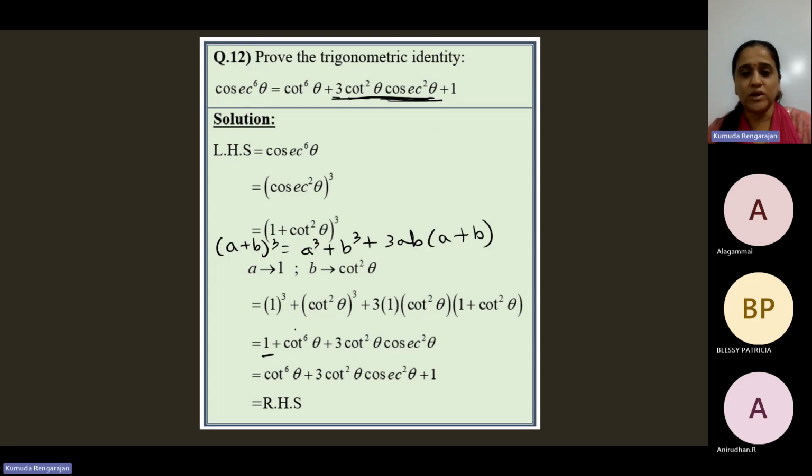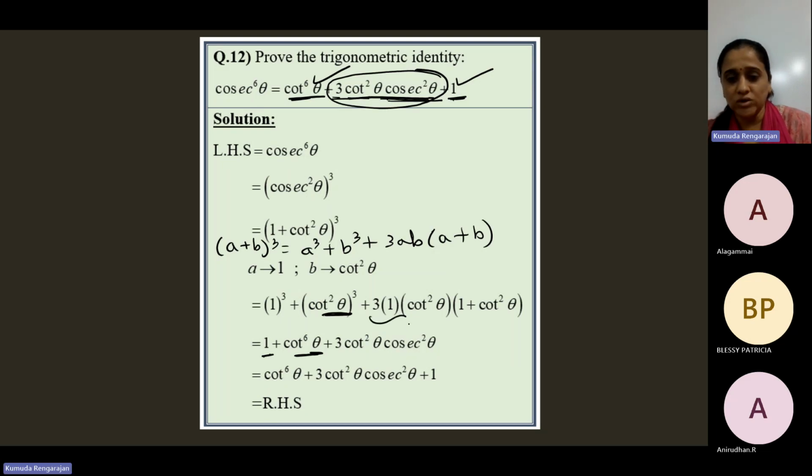1 cube, 1 we need to write because we have 1 here. And this one is cot theta to the power 6, we write it because we have it here. So we have got these 2 terms. Now we need just one more term, 3 cot square theta cosecant square theta. 3 into 1 gives 3 cot square theta, and you should get cosecant square theta, so 1 plus cot square theta is written as cosecant square theta.